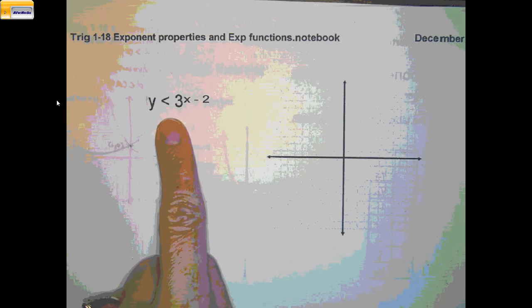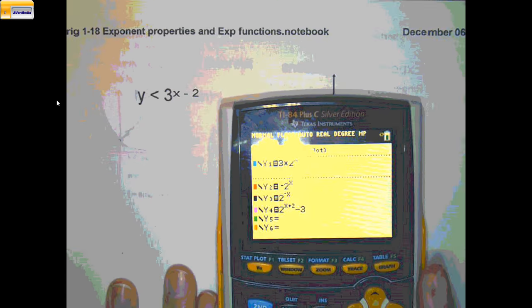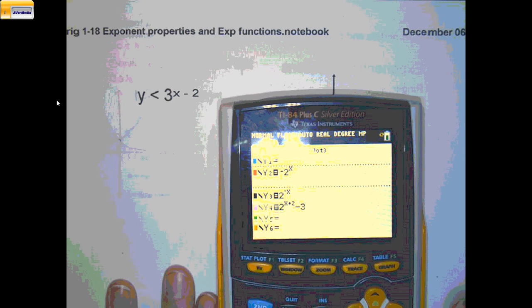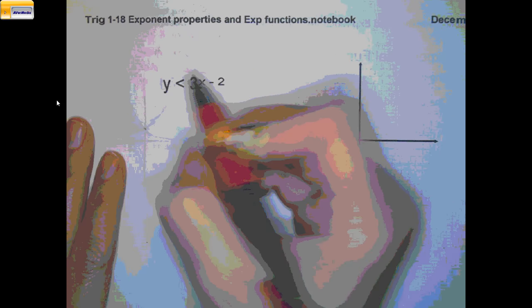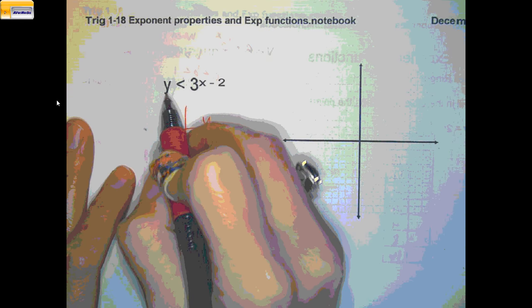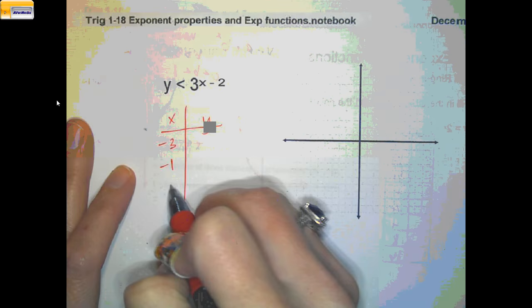Same kind of deal, but we've got a little less than sign here. We can type this one in if we want to, or we can do the t-chart. Actually, let's do the t-chart because that's what you have to do on your assignment anyway. We just need like 5 points, so I'm going to do like -3, -1, 0, 1, and 3, and let's see what happens.